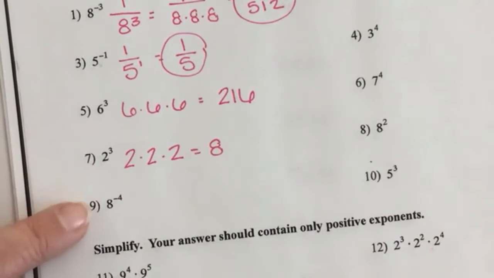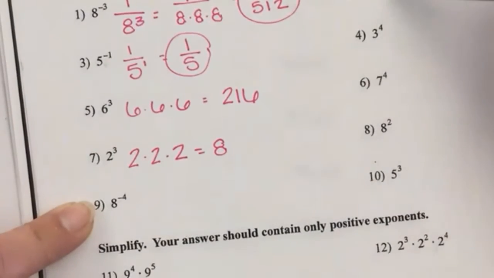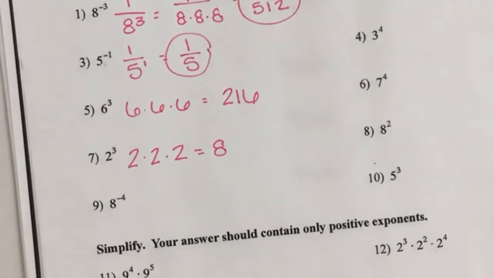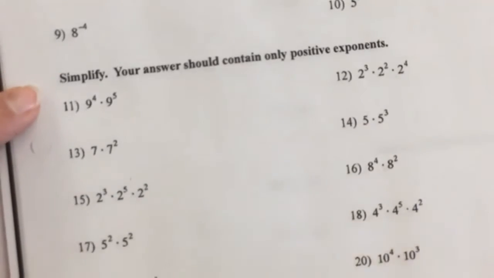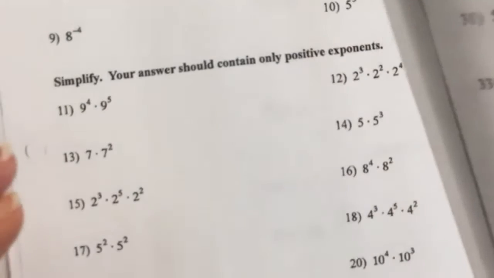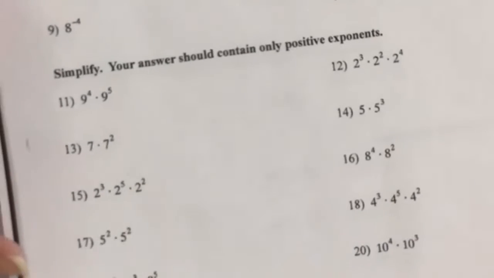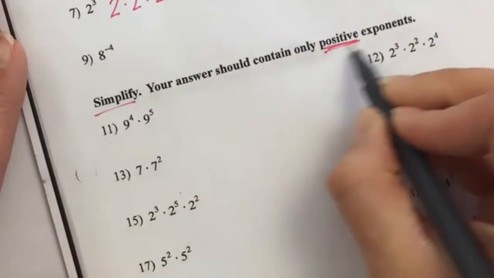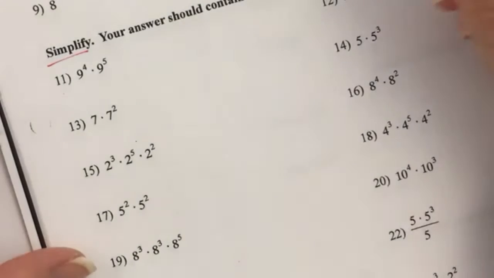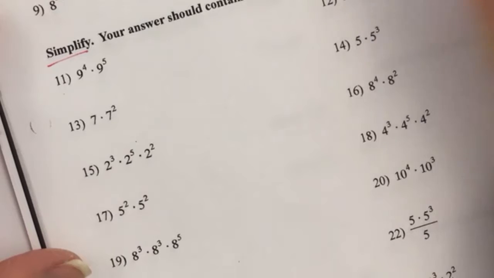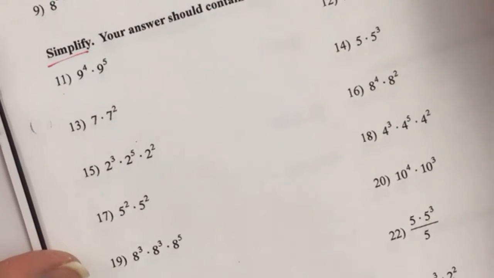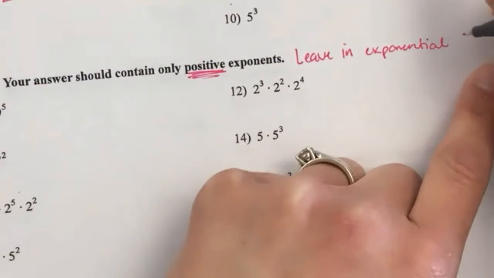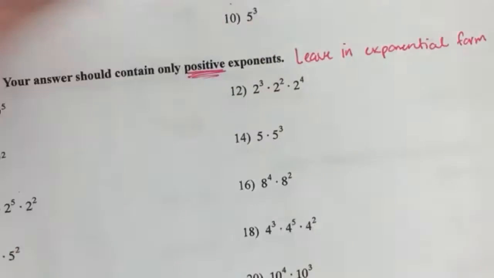And I'm going to leave this one for you because there's only one negative one on that side, so I'm going to let you guys do that one. Okay, 11 through, I think it even goes to the other side. 11 through 40, you are going to simplify. Your answer should contain only positive exponents, but you don't have to actually multiply these out. So leave them in exponential form. You're not going to put them in numerical form.